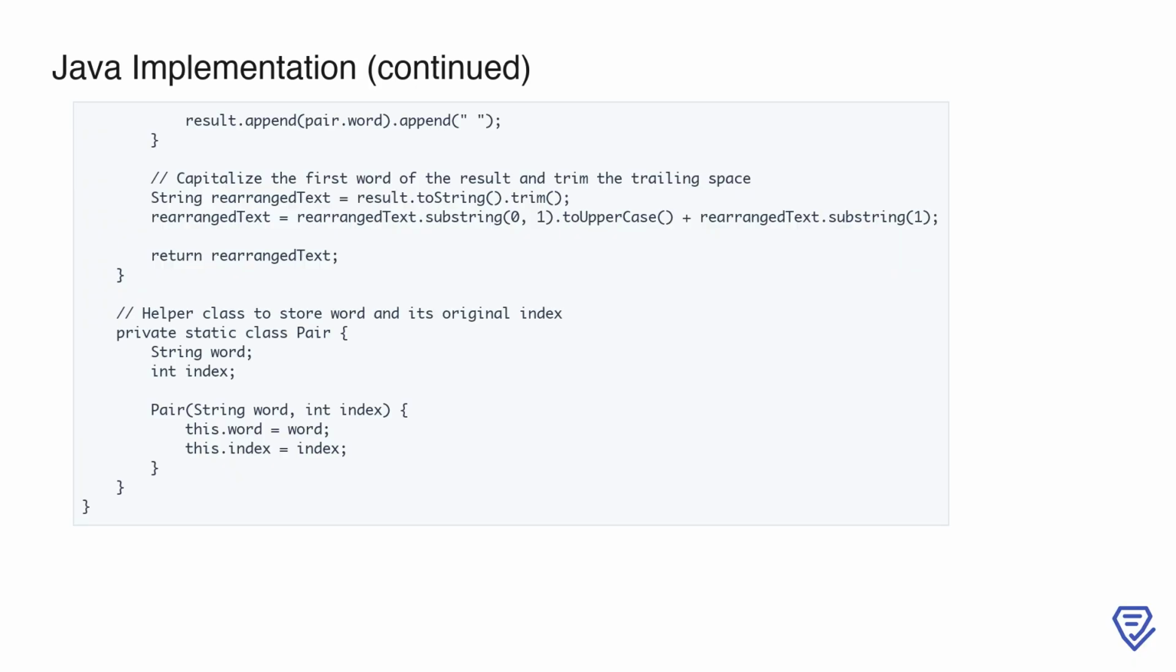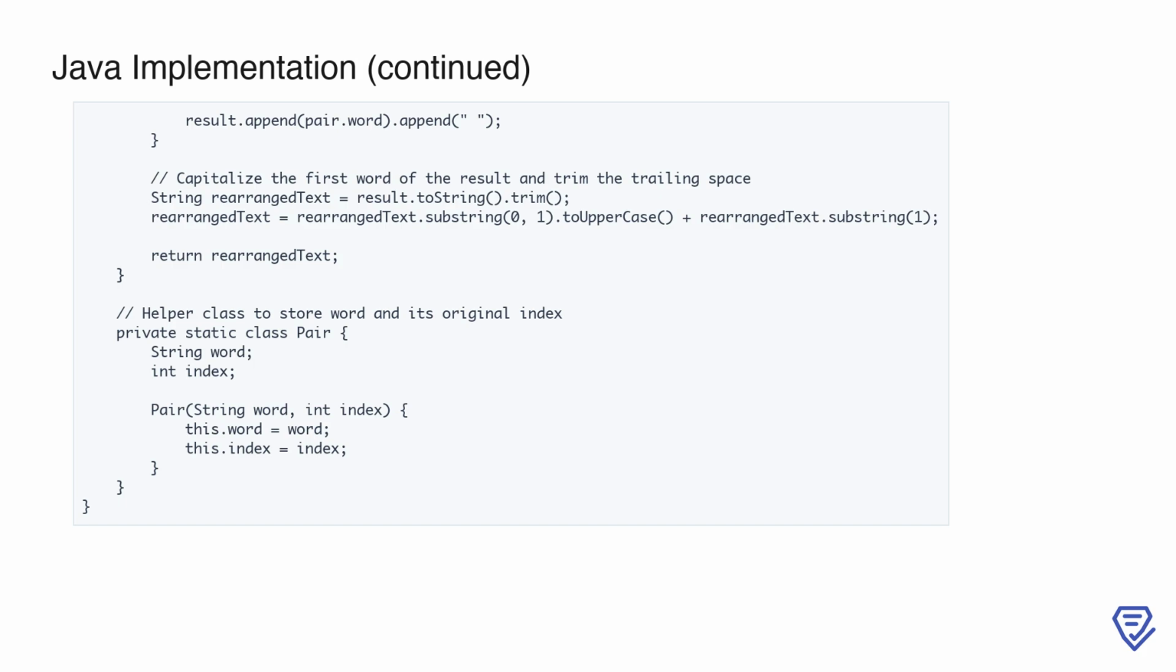Once the sentence is reconstructed, we handle the case formatting. The first letter of the rearranged sentence is capitalized, and any trailing spaces are removed using the trim method. This step ensures the output adheres to the expected sentence format. The rearranged sentence is stored in the variable rearrangeText and returned as the final result.